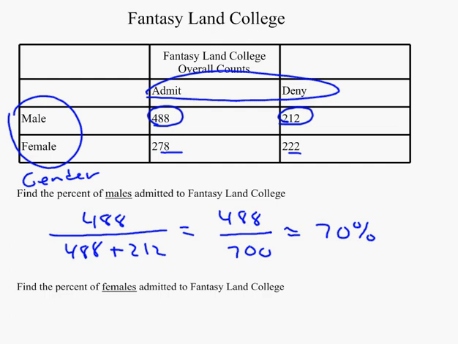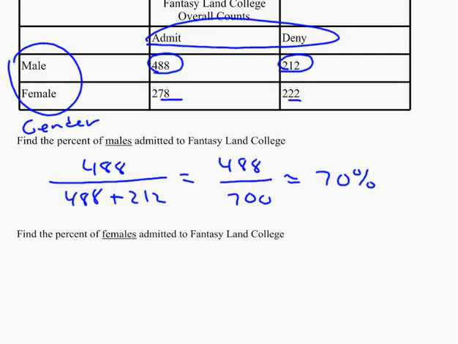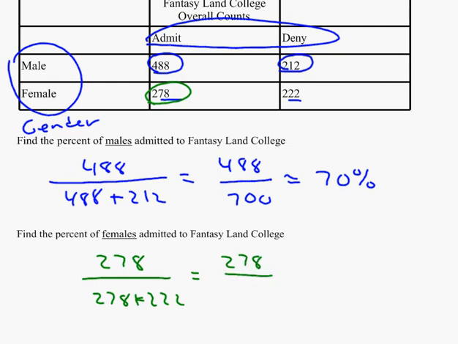All right, so let's look at females and see what happens there. Well, 278 were accepted out of a total of 278 plus 222 who had applied. That is 278 out of 500. If we divide that, 278 divided by 500 gives us about 55 or 56%, say 55.6%, that's what it really is. So if we were to stop right here, we might say that if you were a male applying to Fantasyland College, the probability of you getting in is higher.